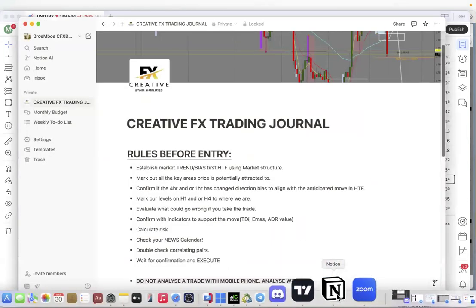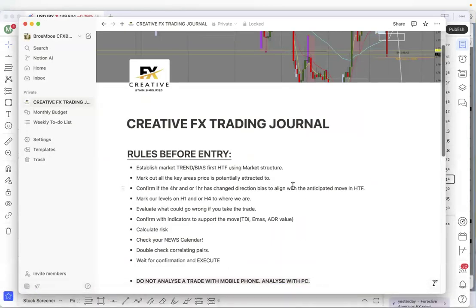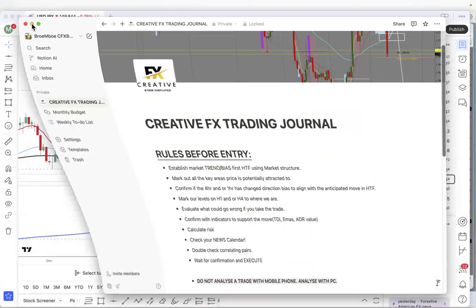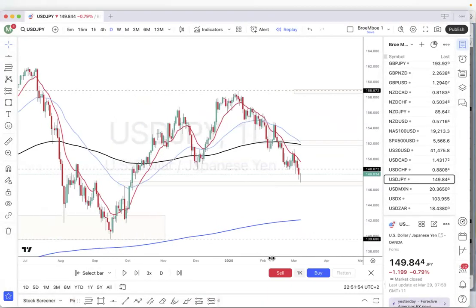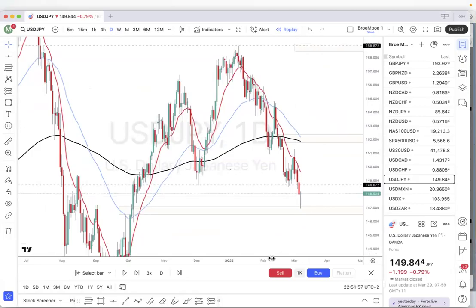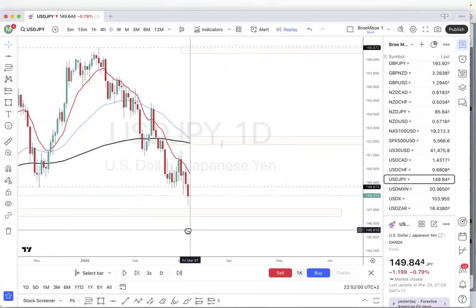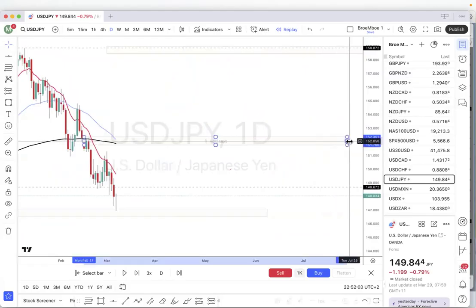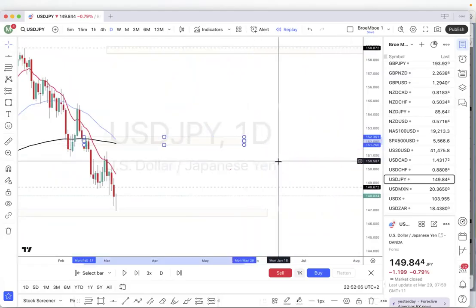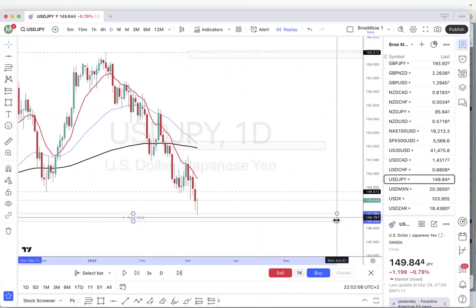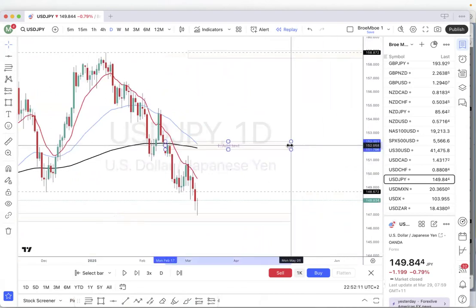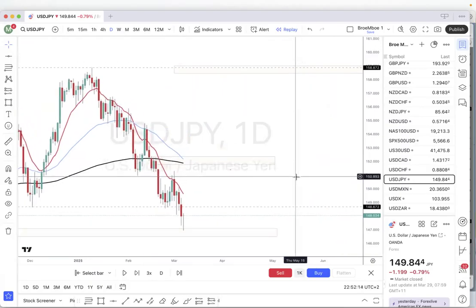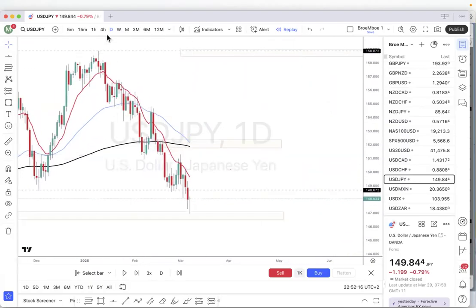So next thing, obviously the D1, I'll look at it as well. And then after that, I can confirm if the 4-hour or the 1 hour has changed direction bias to align with the higher time frames, right? So if I look at the D1, this is what I have. On D1, you can then probably start marking extra areas if there is need to. But if there is no need, then don't worry about it, right? You don't want to have too many lines and all that. All you want is just the general direction, okay? So that's D1 from me.